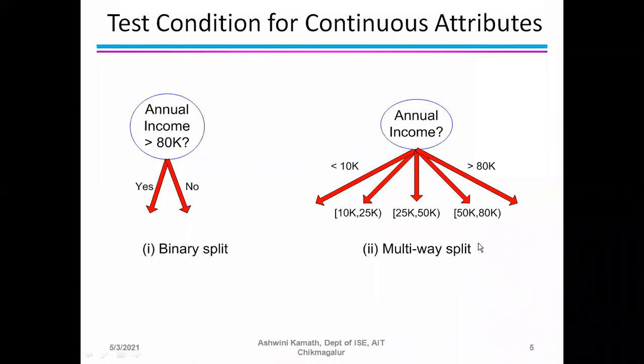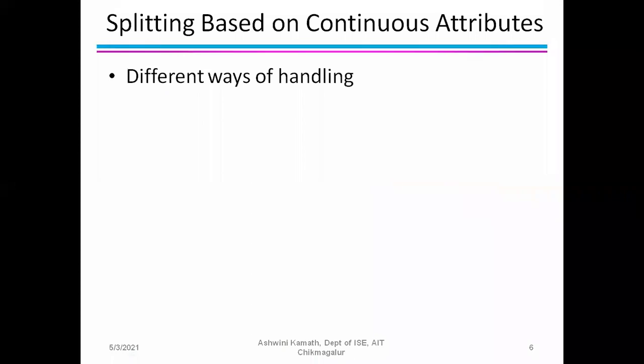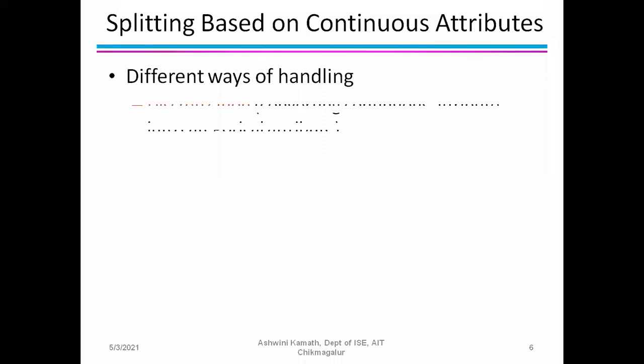I hope you understood this concept. We'll move on to the next concept: splitting based on continuous attributes. In different ways we can handle this. To split the continuous attributes, we can use different ways. We have seen binary split and the multi-way split, right?